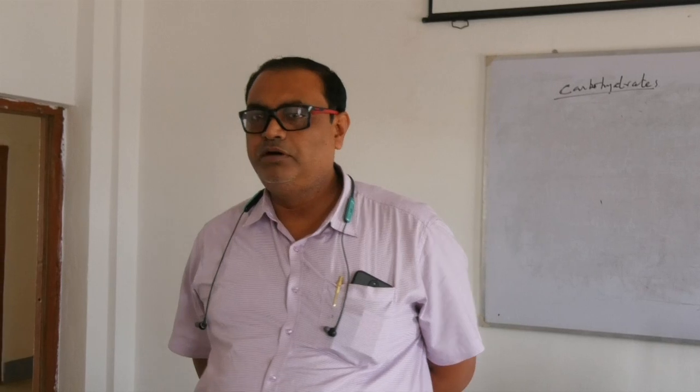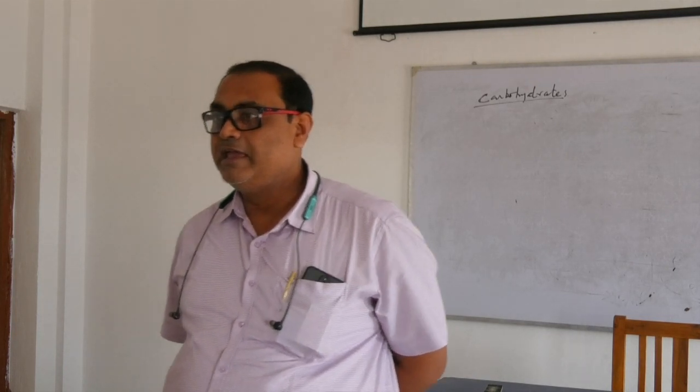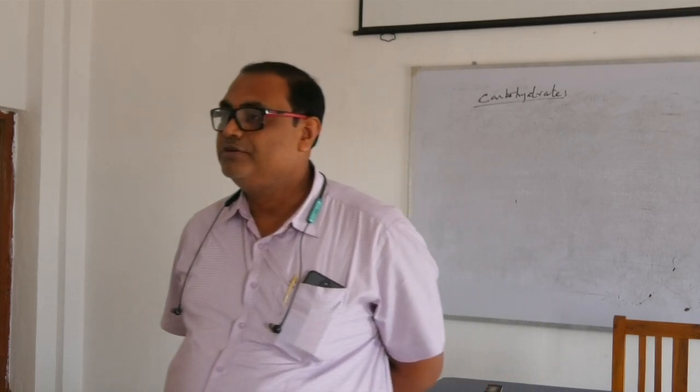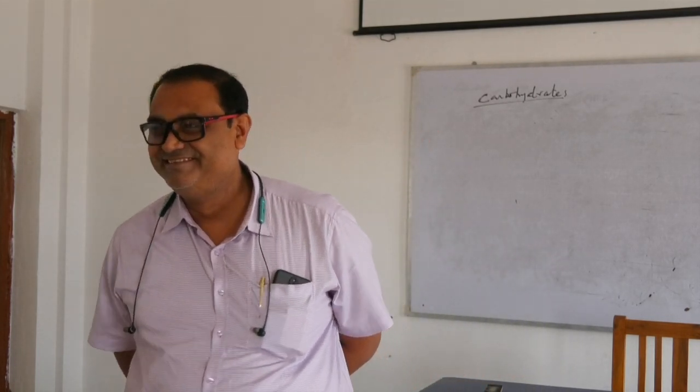How should I say anomers? It is very easy to say: anomers are epimers. Anomers are epimers at C1 in case of aldoses and at C2 in case of ketoses. Repeat: anomers are epimers. Anomers are C1 epimers in case of aldose and C2 epimers in case of ketose.